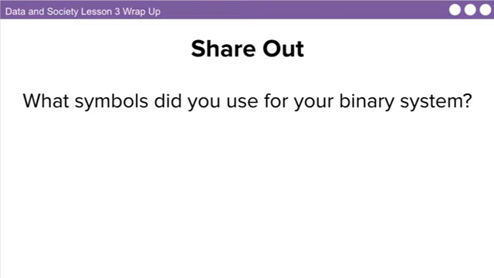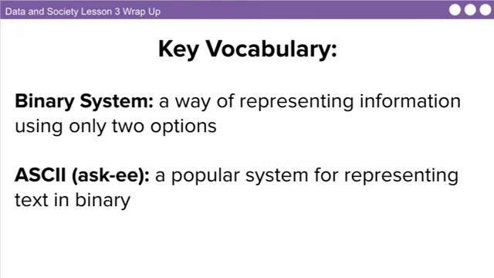So what symbols did you use for your binary system? We would share this out in class, but since you're not going to be in class, you can ignore this and go back over our key vocabulary for this lesson. We have binary system and ASCII. And a new one that is not on here, which is bit, which is a single piece of binary information.